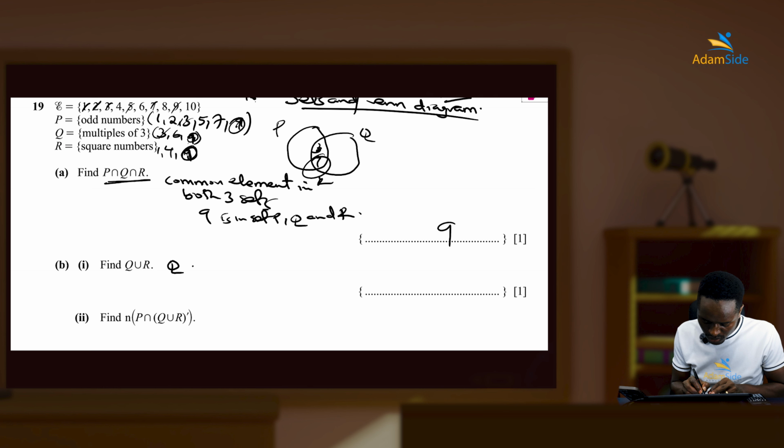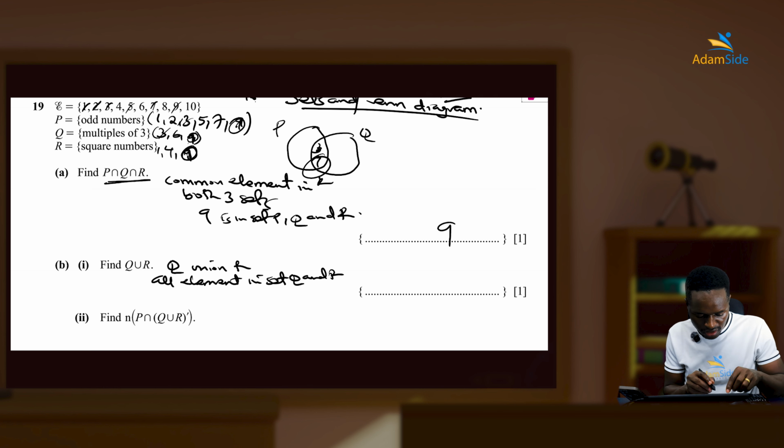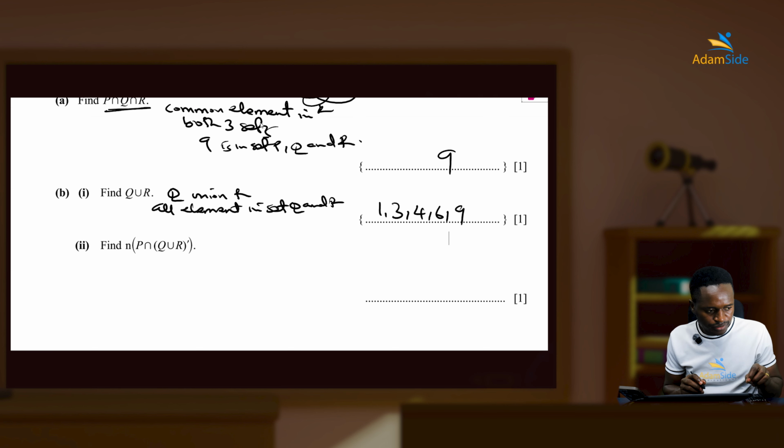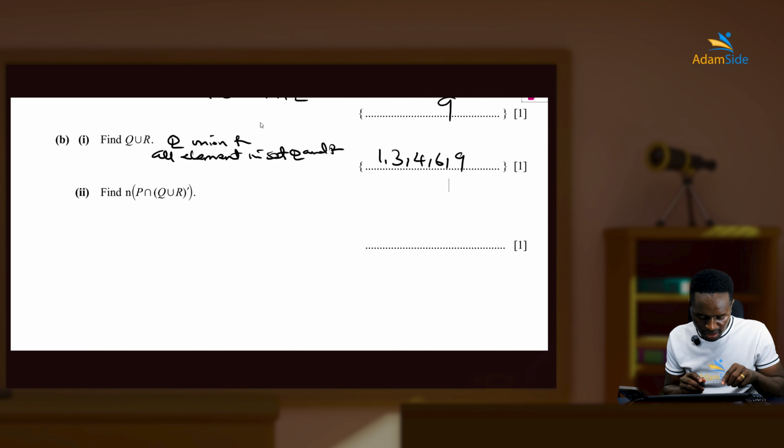Yeah, 9. Find Q union R. Q union R means all elements in set Q and R. So we have 1, 3, 4, 6, 9. Correct.